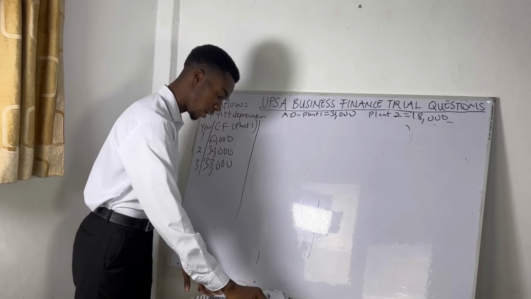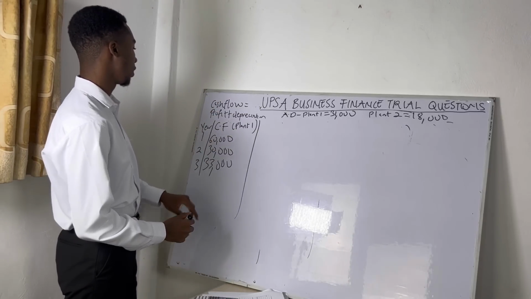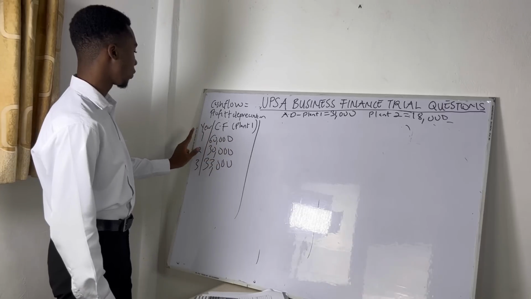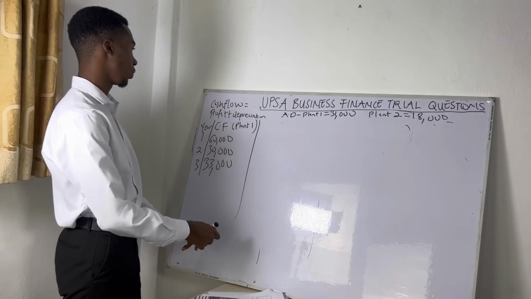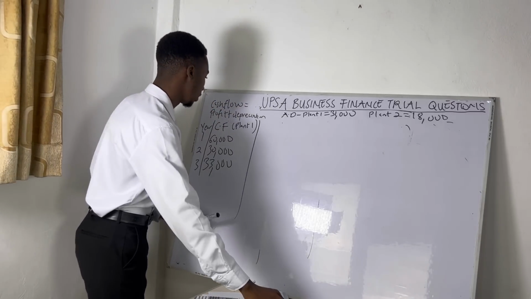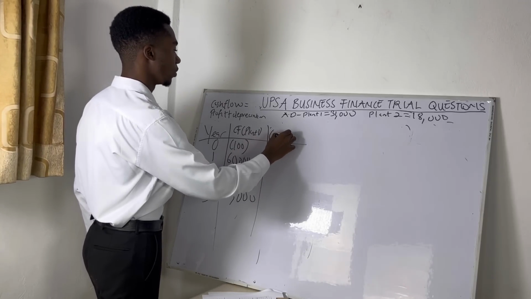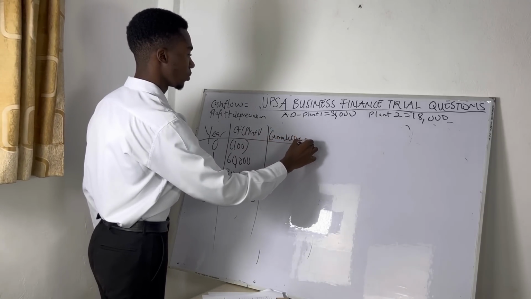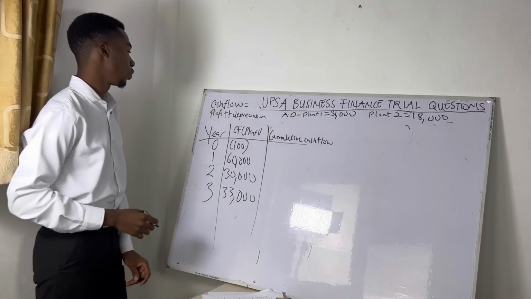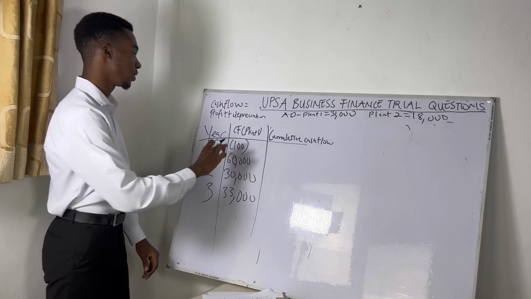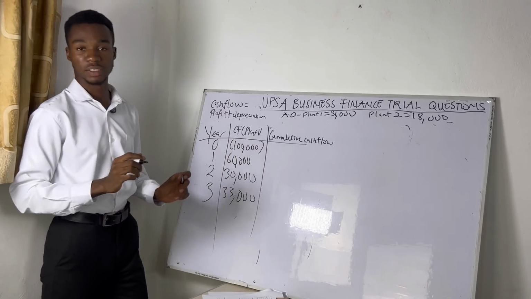Now let's calculate the payback period for plant 1 before we go to plant 2. For plant 1, in the first year you made 60,000 cedis and the cost was 100,000. So let's put it at the top. Now you can calculate the payback period. Here will be the cumulative cash flow, which is the same as the payback period. We invested 100,000 cedis.